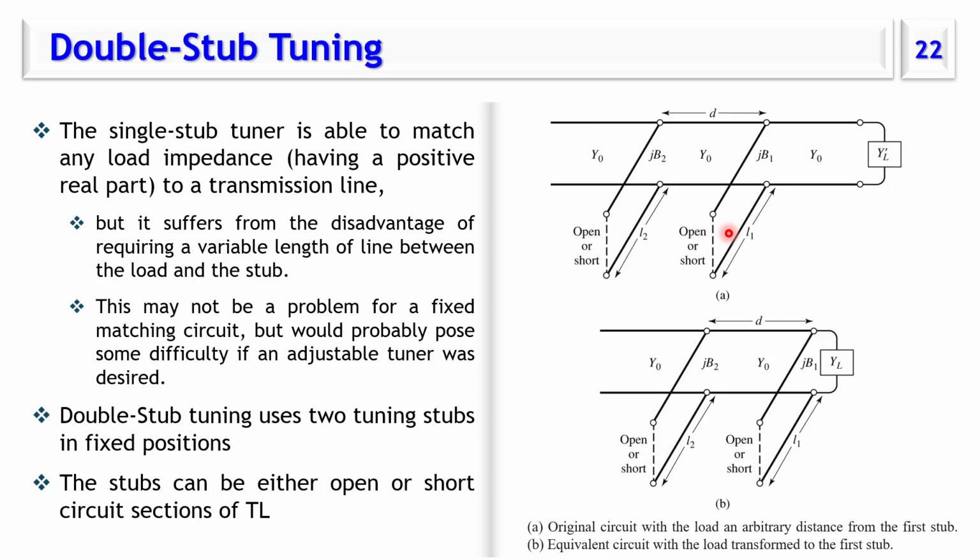So for double stub matching, you specify a certain distance from the load and you put your double stub matching. The double stub matching is two stubs with a separation in between. The length of stub 1, the length of stub 2, and the separation between the two stubs are design parameters. The stubs can be open circuit or short circuit.